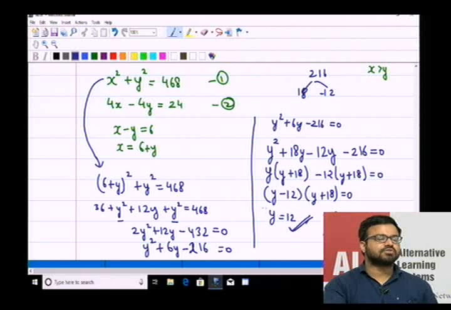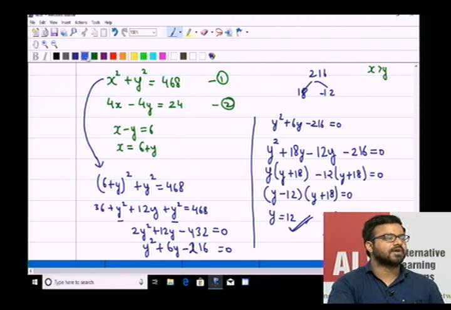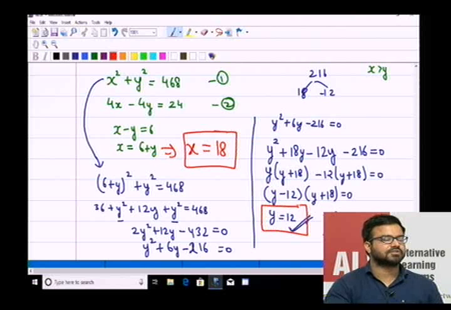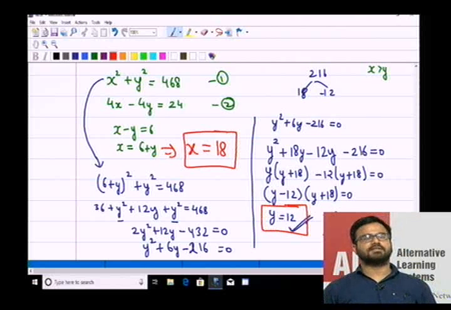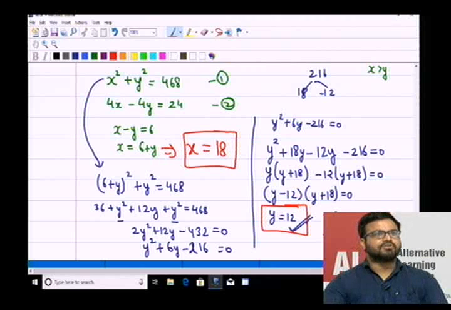So if y is equal to 12, this is the side of the square. From here, if you put y equal to 12 in this equation, we will get x equal to 12 plus 6, which is 18. So one of the sides is 18 and one of the sides is 12. That is the final answer. This is the question. I hope this is clear to all of you.